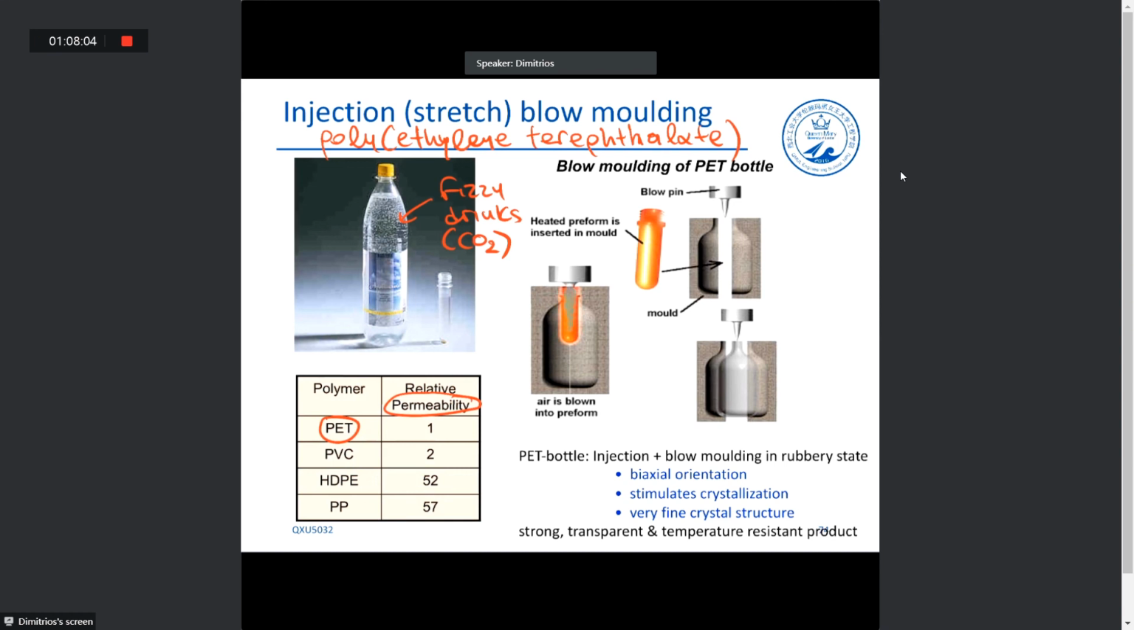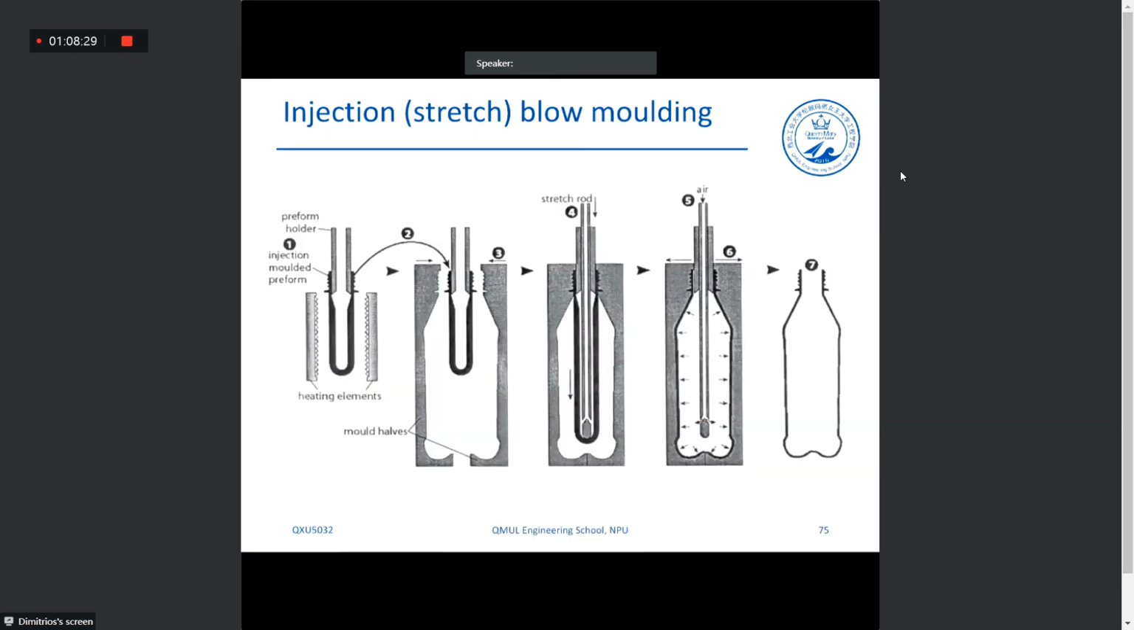Yeah, this is what we said, how injection blow molding takes place. We have these preforms. We put them in the mold, and then we close the mold and we heat them up with this stretch rod. Okay, so we heat them up, and then we blow air. Okay, and we fabricate these bottles.